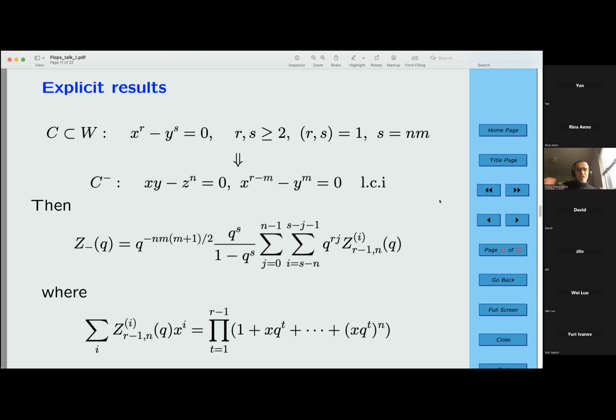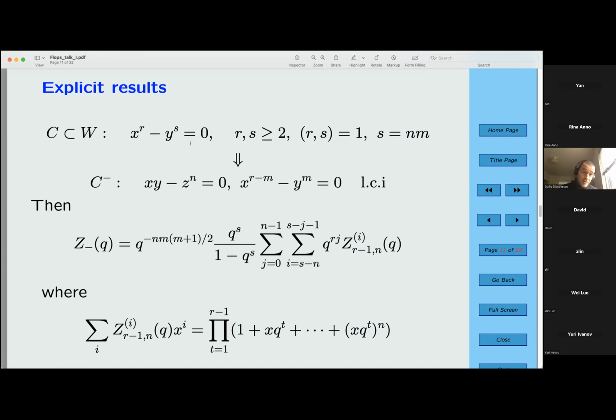I mean, this was expected, because space curves can be pretty wild. But if you choose your singular curve C to be this very simple curve, this is one of the plane curves that was studied very intensively in the last 10 years, x to the r minus y to the s equals 0 for two coprime integers r and s. And furthermore, if you choose s to be a multiple of n, where n is provided by the transition, then you can work out what C minus is, and you can learn that it's an LCI curve.